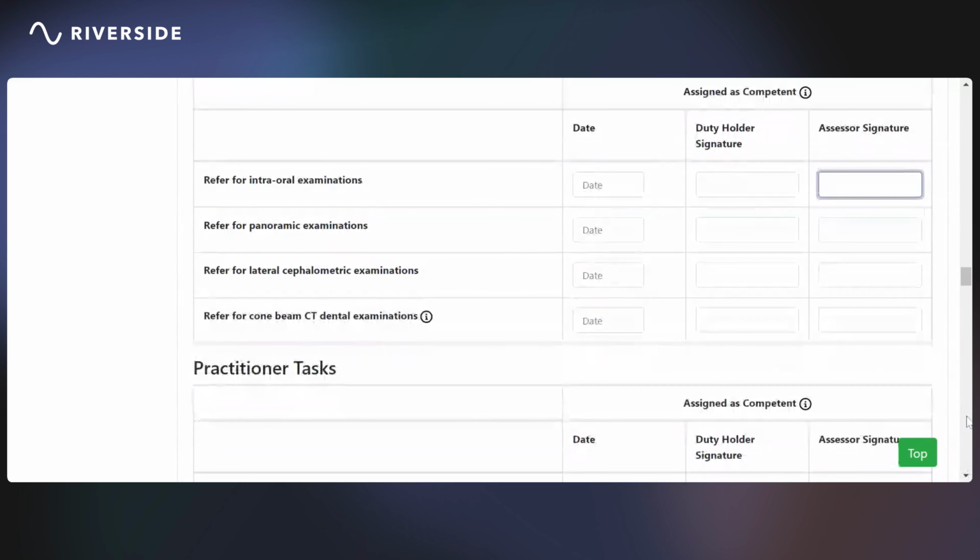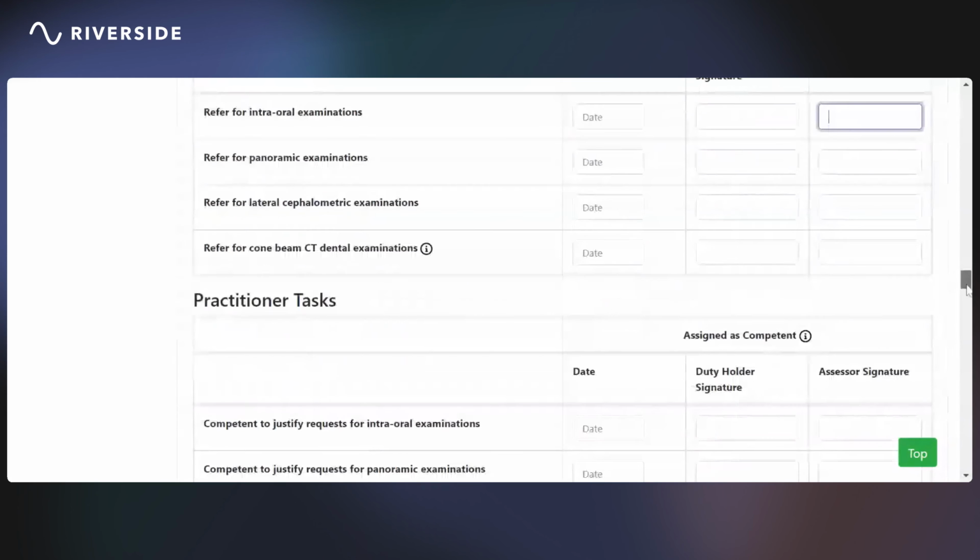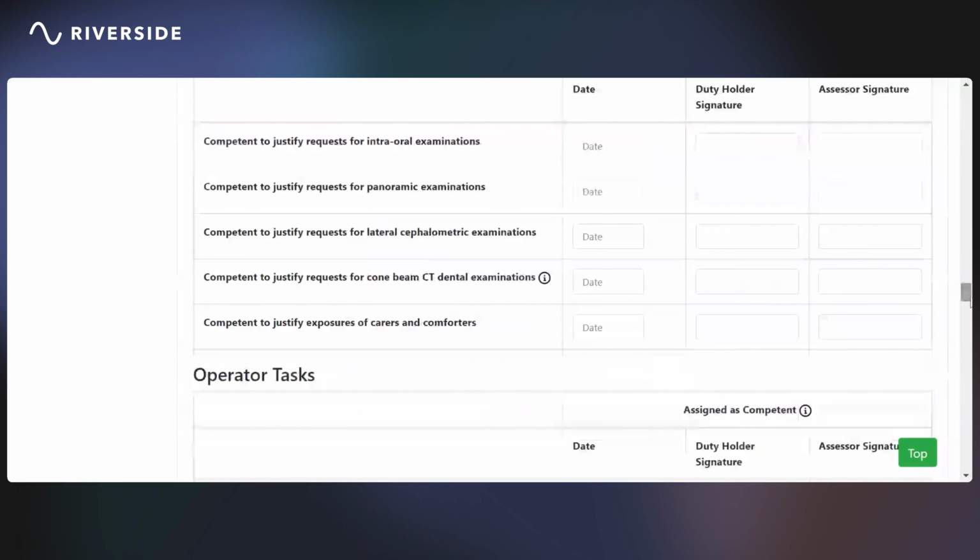Moving on to the practitioner. So as I mentioned previously, the practitioner is the person who is giving authorization and justification for the exposure to happen. So in this case, our dentist, although they're also a referrer, they're also a practitioner as well. So they can justify requests for intraoral examinations from themselves, effectively.